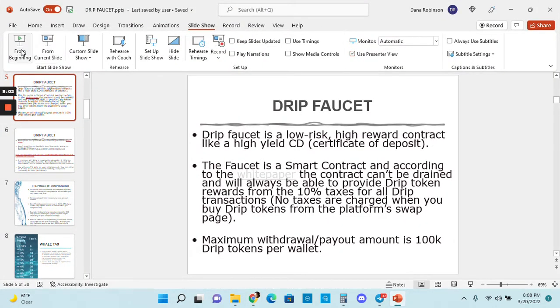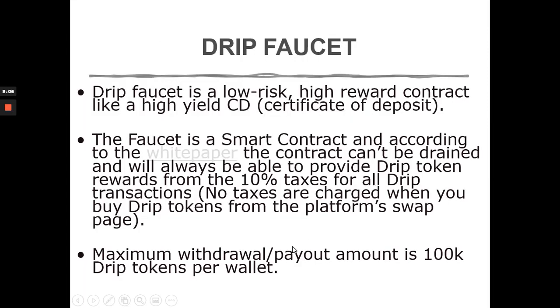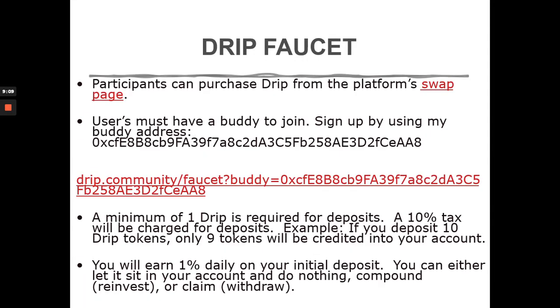Okay, let's get back to the presentation. So participants can purchase drip from the platform swap page. Users must have a buddy to join. Sign up by using my buddy address. It's a program where you must have a buddy or referral to enter. If you would like, you're more than welcome to use my buddy address, which is right here. You can also click on this link, and I'll leave this information in the description of this video as well.